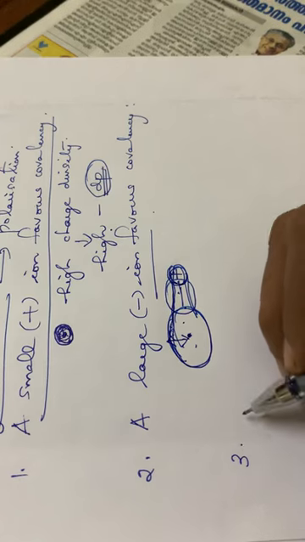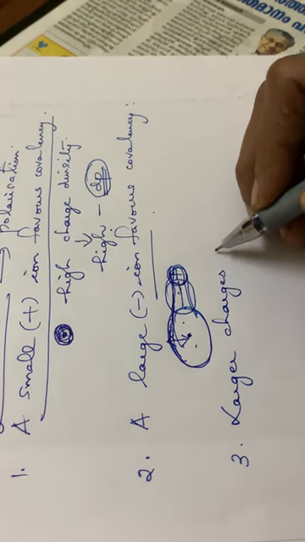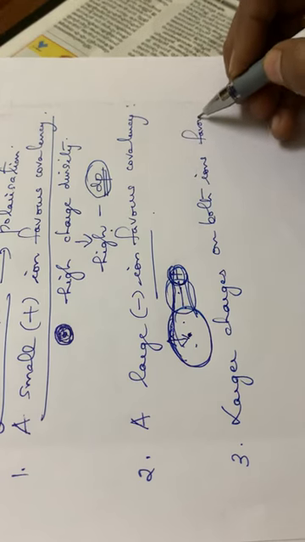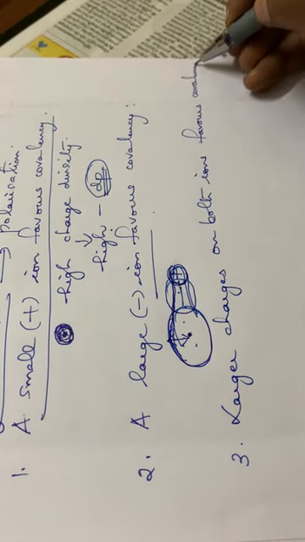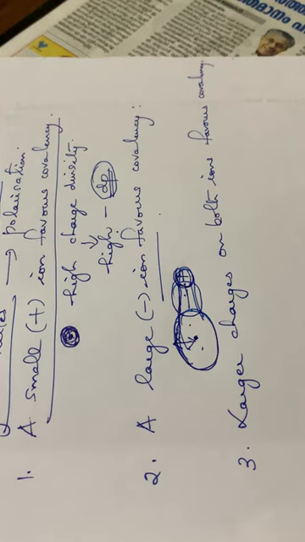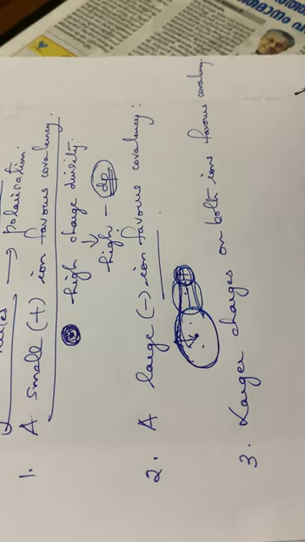Then the third point is that larger charges on both ions favor covalency. That means it can be for a positive ion or for a negative ion, either for both the ions or for each of these ions. Larger charges will favor this covalency. That means if the charges are 3 plus or 2 plus like that, the covalency will be more favorable. That means highly charged anions are easily polarizable.